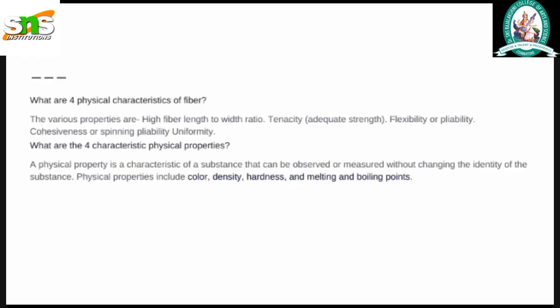What are the four physical characteristics of fiber? The various properties are high fiber length to width ratio, tenacity, adequate strength, flexibility and pliability, spinning quality, uniformity. What are the four characteristics of physical properties? A physical property is a characteristic of a substance that can be observed or measured without changing the identity of the substance. Physical properties include color, density, hardness, melting and boiling points.